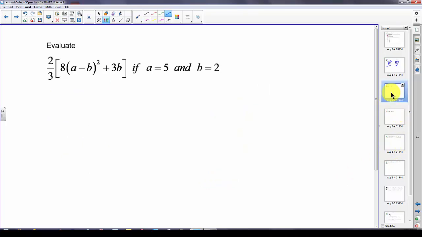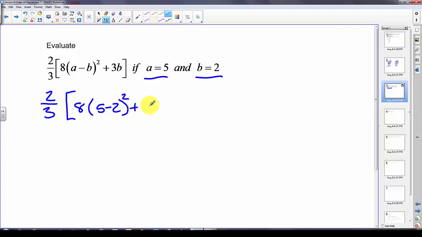Now in this case, it asks us to evaluate this expression. However, they say if I know that the A values are worth 5 and the B values are worth 2, so what we're going to do is every time we see an A, we're going to substitute a 5 in for that variable. And every time we see a B, we're going to substitute a 2 in. So I have 2/3, and when I have a bracket following that, that means multiplied by 8 times the quantity of 5 minus 2, and that's squared, plus 3b, which is a multiplication of 3 times 2. And we'll close the brackets off.